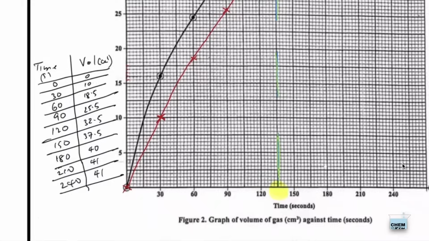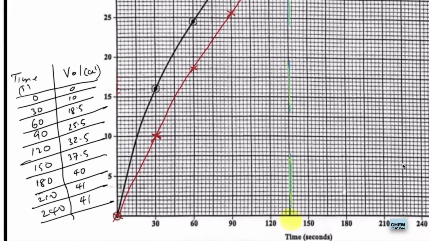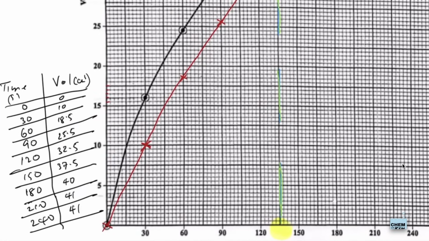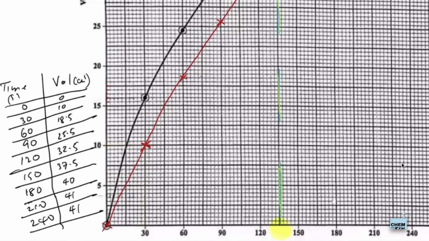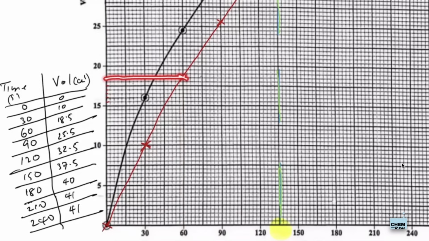So let's go with the first one. This is where the origin is. We're going to plot 0, 0. At 30 seconds, we're going to plot 10. So this is our 30 line, and 10 goes right here. At 60 seconds, we're plotting 18.5. So we're finding our 60 line, coming all the way up. 18.5. This is 16, 17, 18. So this right here is 18.5. So we'll come across and we'll put our X right there.